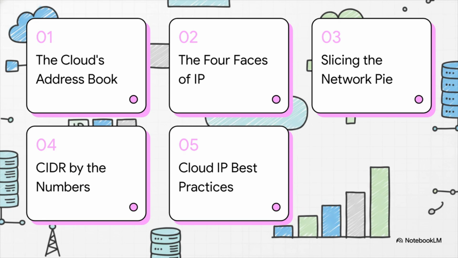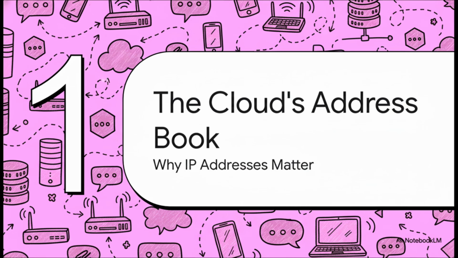Okay, so here's our game plan. We're going to start with the basics in the cloud's address book, just to get our bearings. Then, we'll meet the 4 different faces of IP. After that, we'll get into the fun stuff, how we slice up the network pie efficiently. We'll even do a little math. Don't worry, it's easy. And then we'll wrap it all up with some real-world best practices you can start using right away. So first things first, the cloud's address book.